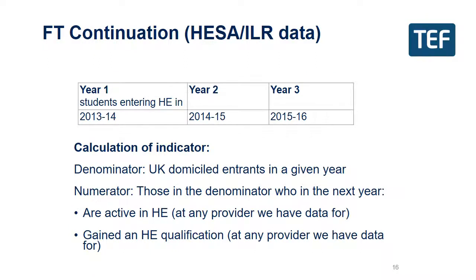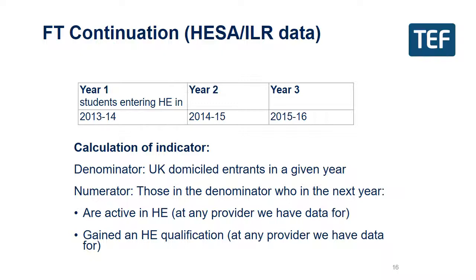The next core metric is continuation. We calculate it slightly differently for full-time and part-time students, so we'll look at full-time continuation first. For TEF Year 4, the 3 aggregated years we use draw on students who started their studies in the academic years set out in the table.